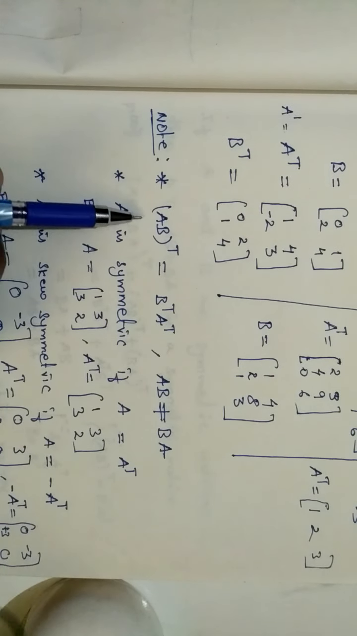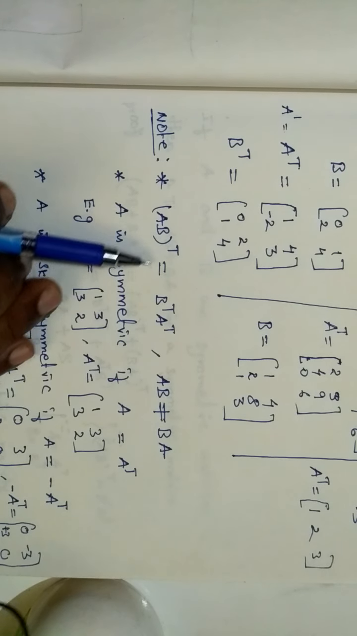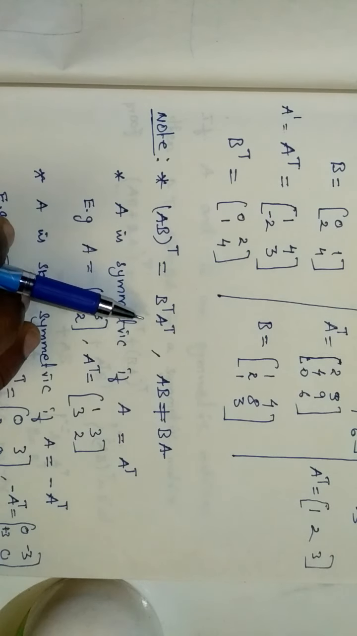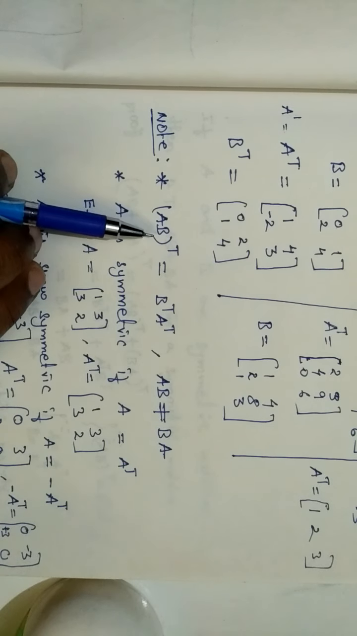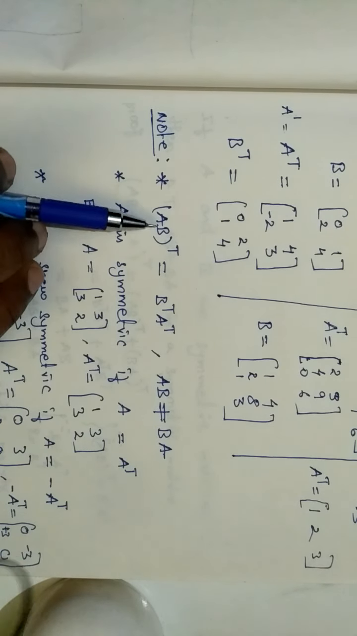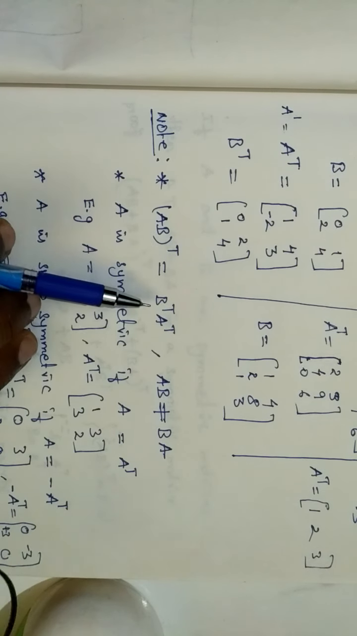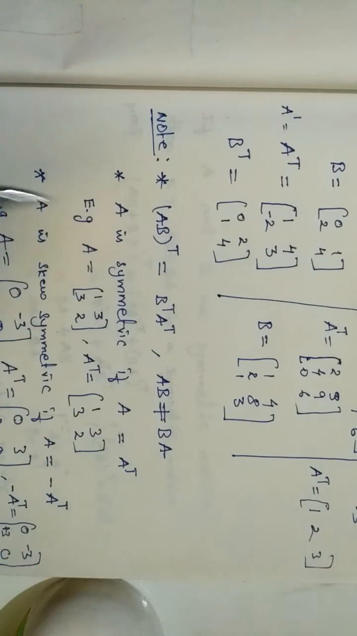Next we are going to see a note, that is, AB the whole transpose, you can write as B transpose into A transpose. That is a proof for this one, and you can take any example also for matrix A and matrix B, find the product, and then find the transpose of it. So it will be equal to B transpose into A transpose. You can check with any examples.